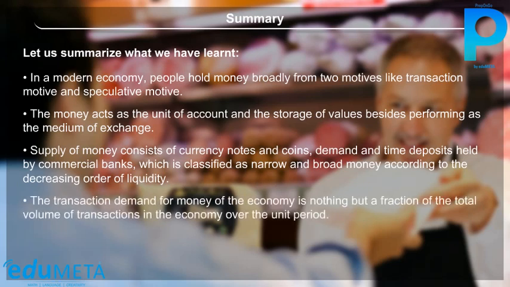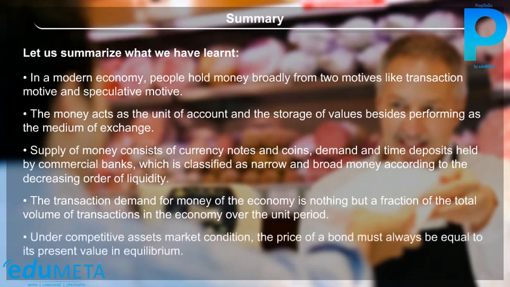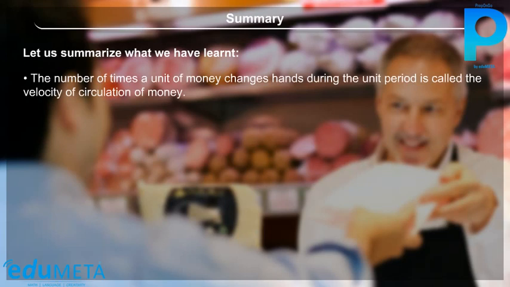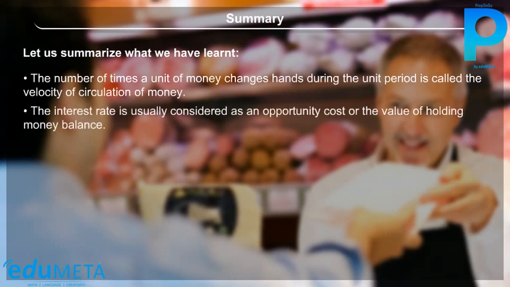The transaction demand for money of the economy is nothing but a fraction of the total volume of transactions in the economy over the unit period. Under competitive assets market conditions, the price of a bond must always be equal to its present value in equilibrium. The number of times a unit of money changes hands during the unit period is called the velocity of circulation of money. The interest rate is usually considered as the opportunity cost of holding money balances.